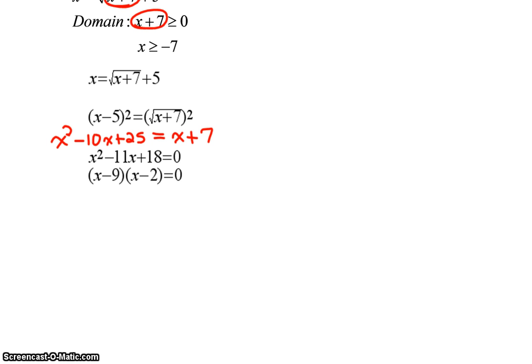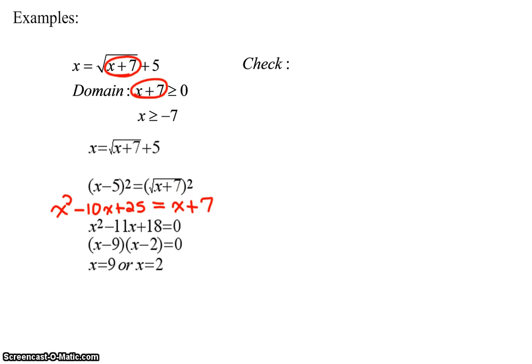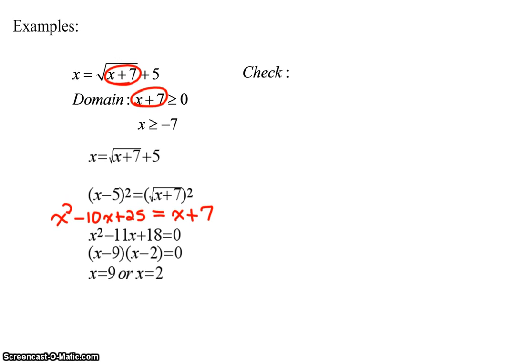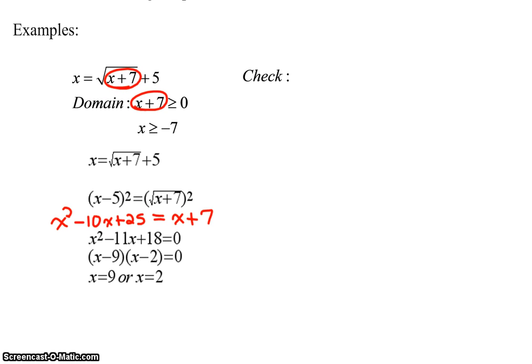factor the left side, apply the zero product property, set each factor equal to 0, and you end up with x equals 9 or x equals 2. Our next step is to actually check. Remember, you have to check both of these solutions against the domain and against the final answer.